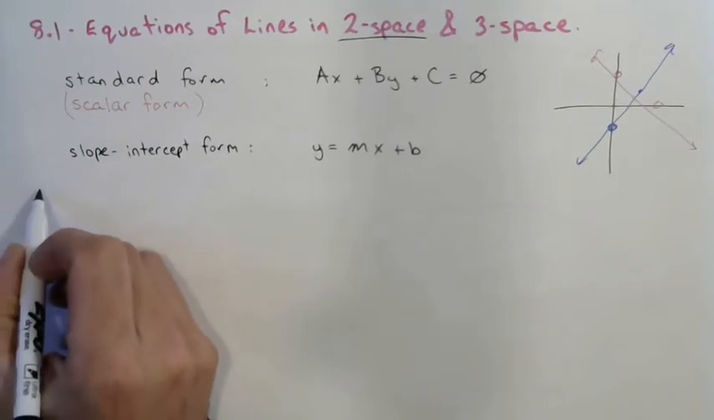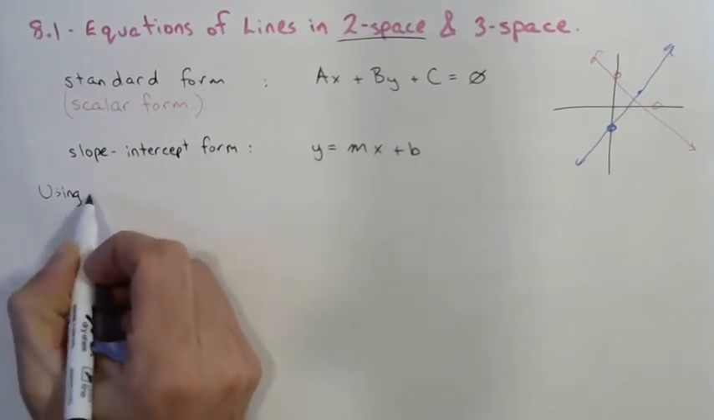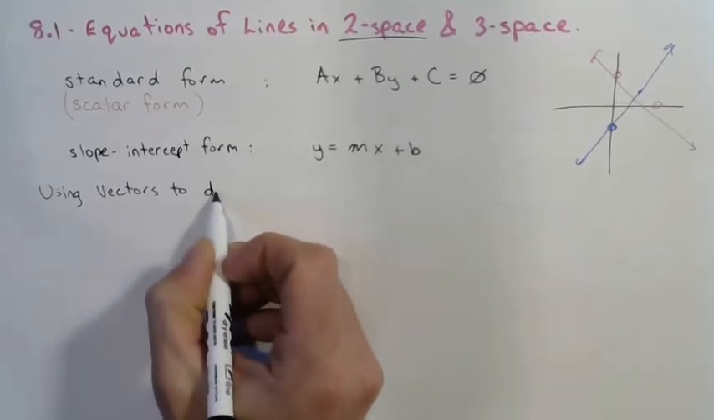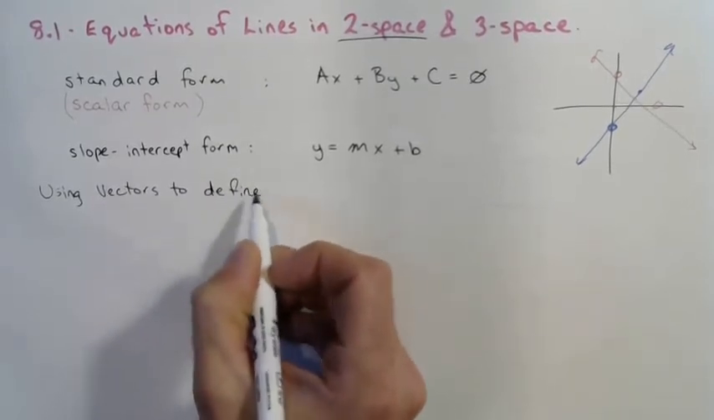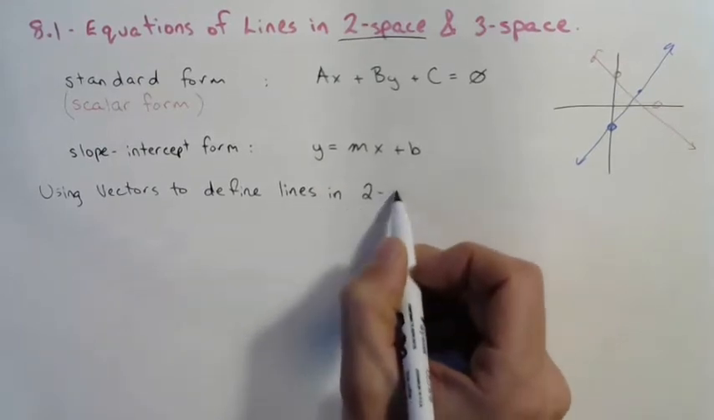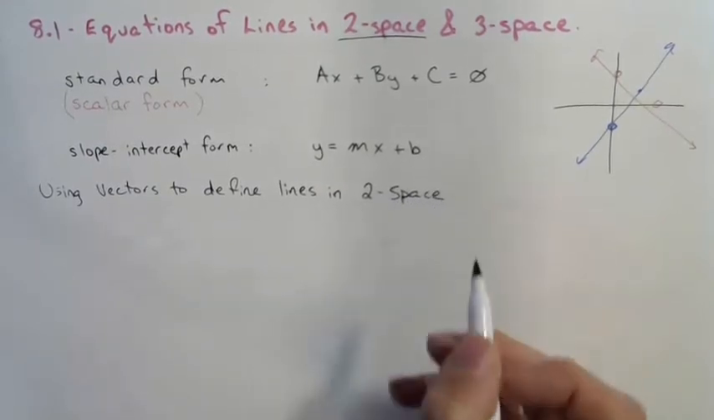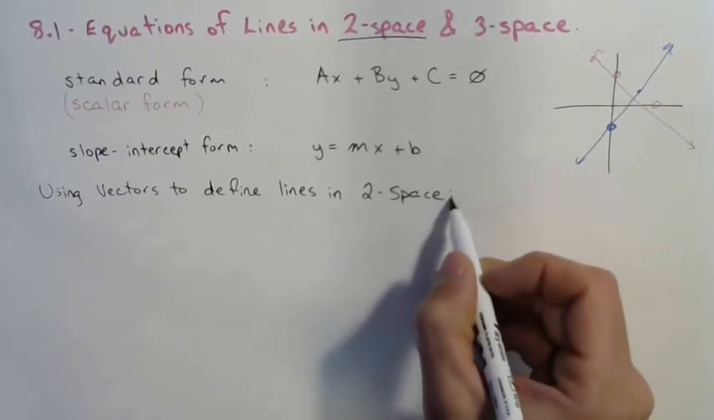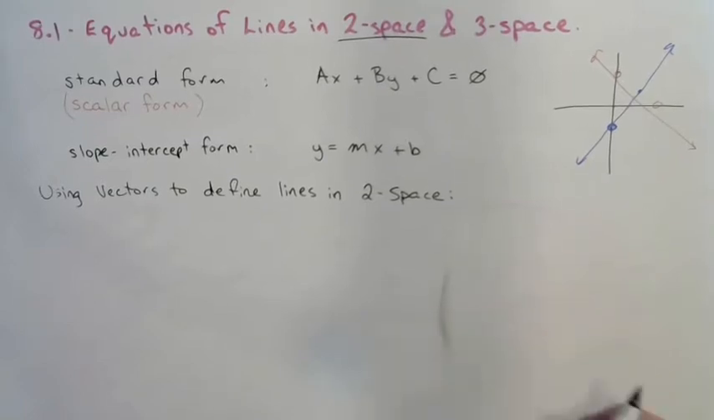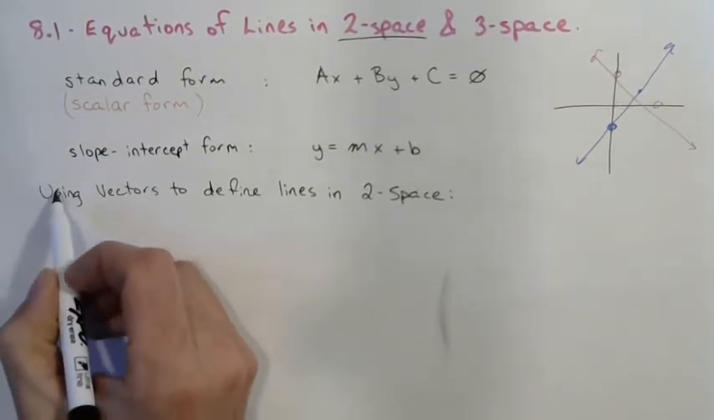So we can also use vectors to define lines in 2-space. Now this only works with non-vertical lines, okay? So any line that is not straight up and down, we can use a vector to define that line.